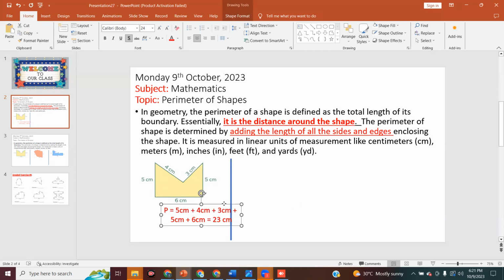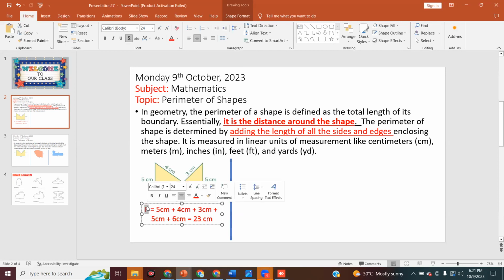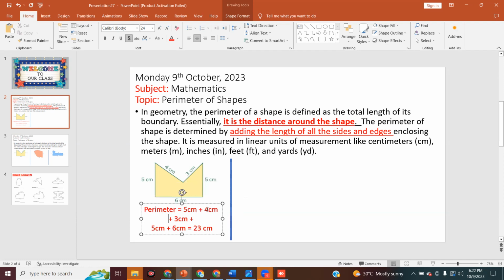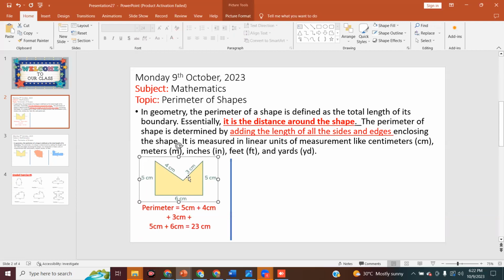Write this inside of your book for me, please. P is 23. The perimeter is 23. So basically, whatever amount of sides you have, you add them up, and that's how you get the perimeter of the object. Remember, that's perimeter. Please do not confuse perimeter with area. Area is totally different. We had to multiply for area. We're not going to find area for today. We're just going to focus on perimeter for the day.